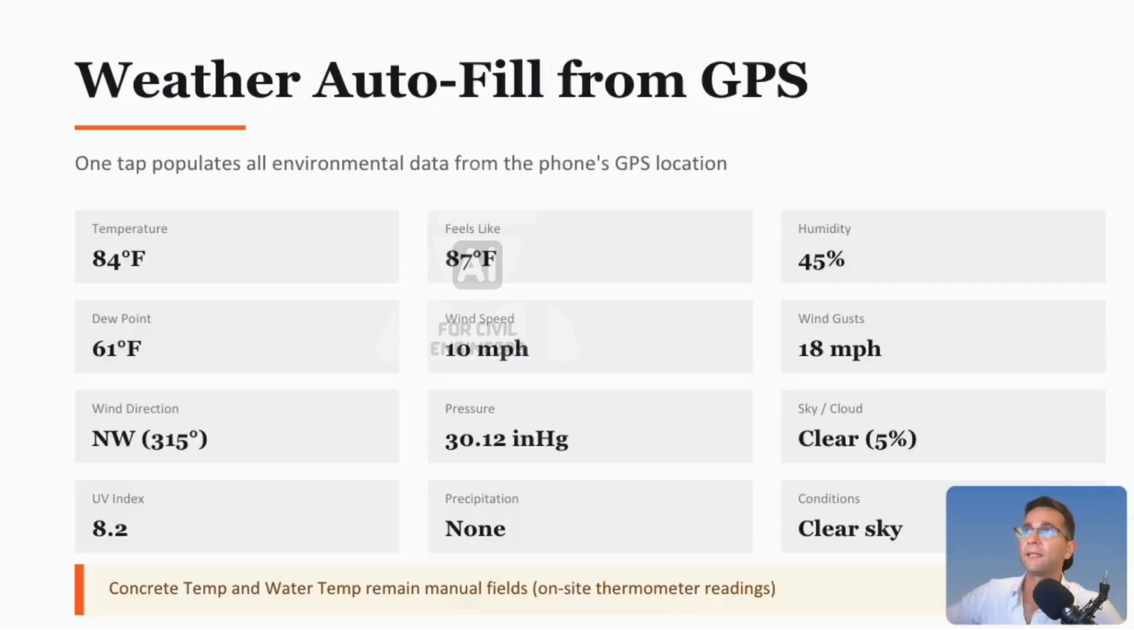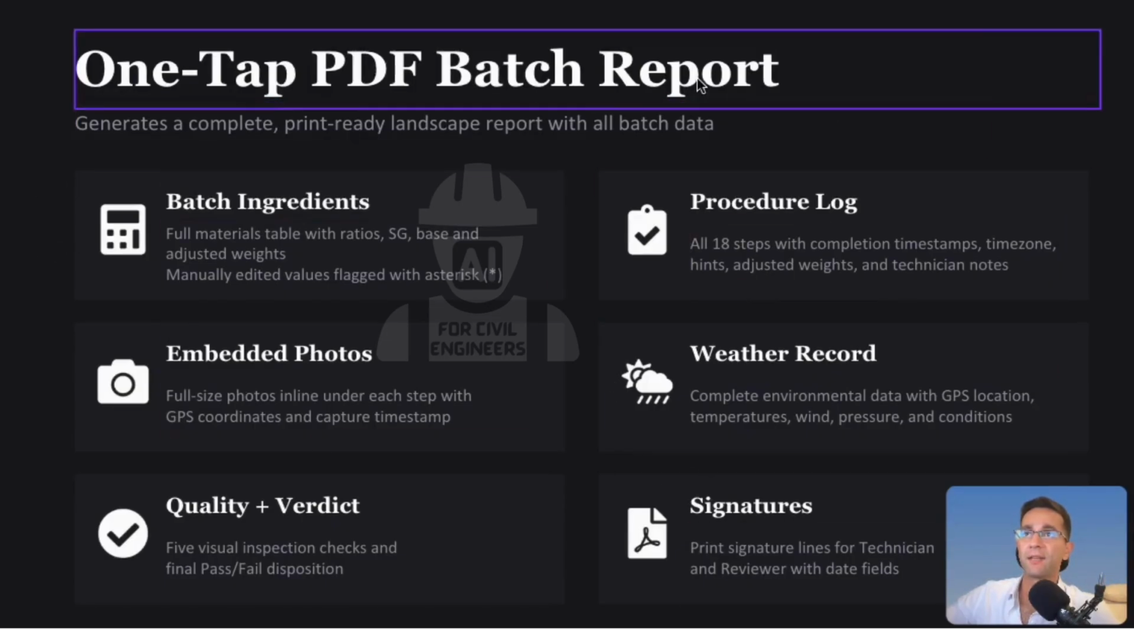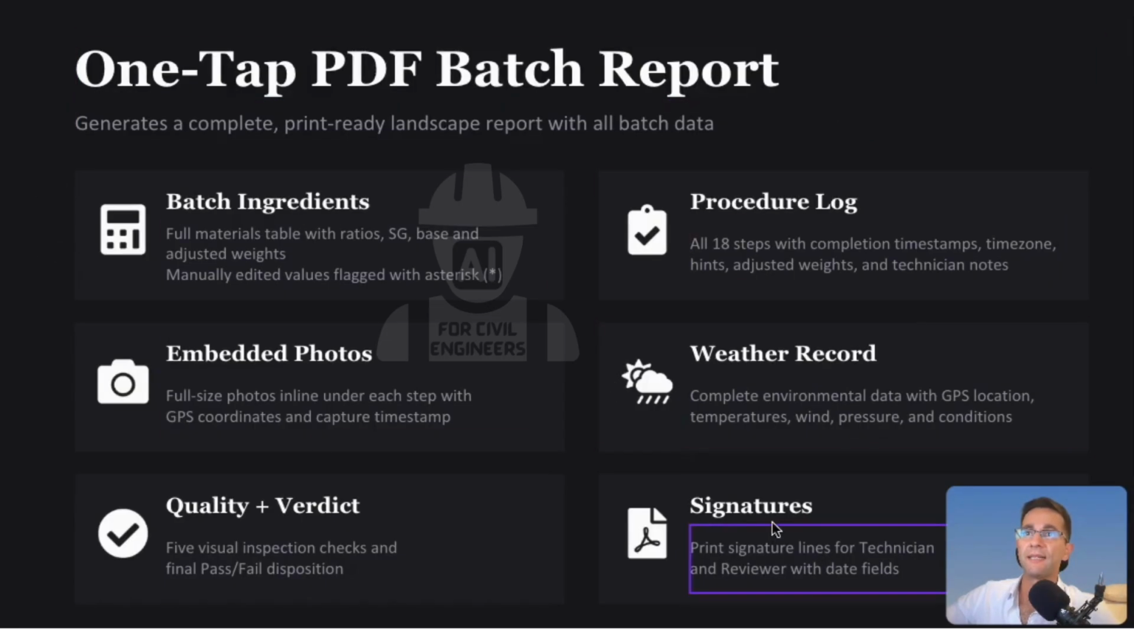And finally, weather is also doable with this application, so you can autofill all the weather conditions based on the geolocation from your smartphone. And one-tap PDF batch report. So the PDF includes all the data that I just mentioned. And also towards the end, there is a signature tab where you can sign it off, like, okay, that is a pass or that is a fail.